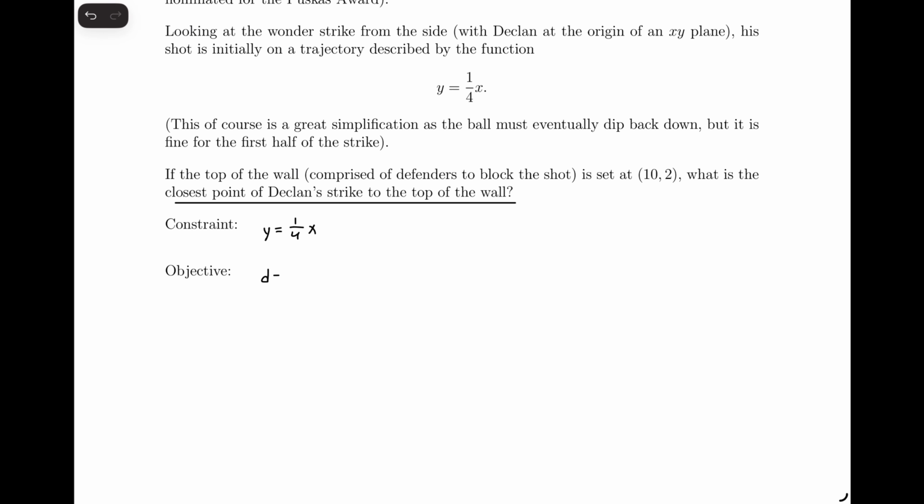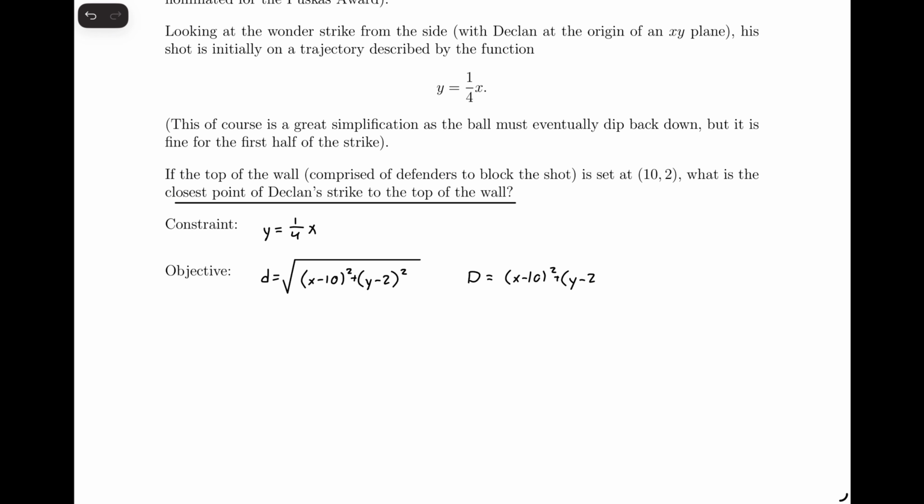And that's defined as d equals the square root of (x minus 10), because that's the point of the wall, that's squared, plus (y minus 2), also squared. And since we're just trying to minimize this distance, we're able to square both sides. So I'll call it uppercase D, and we'll just have (x minus 10) squared plus (y minus 2) squared.